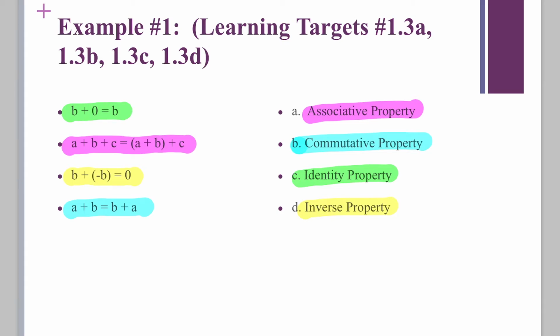So it is very important that you remember the names of the properties and their usage, because you will have to be able to justify your steps as you begin to solve equations in the future. So that's example number 1.